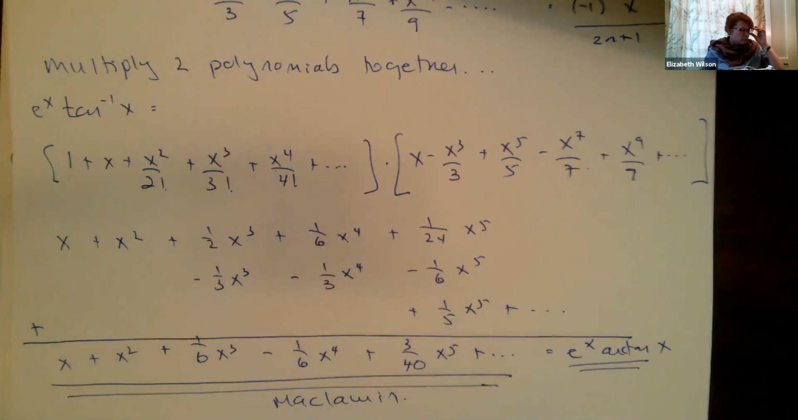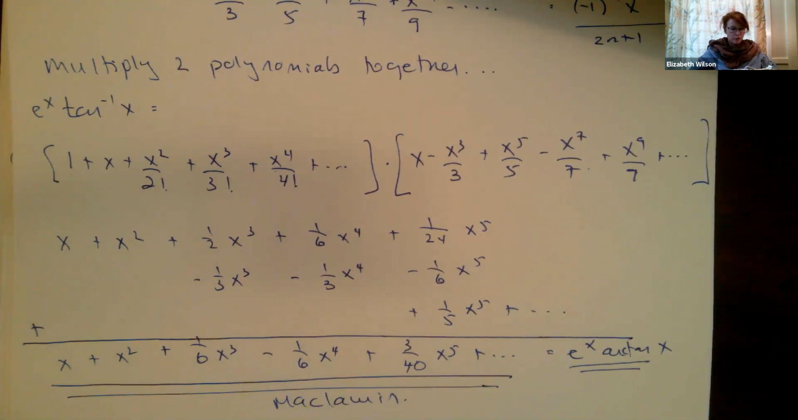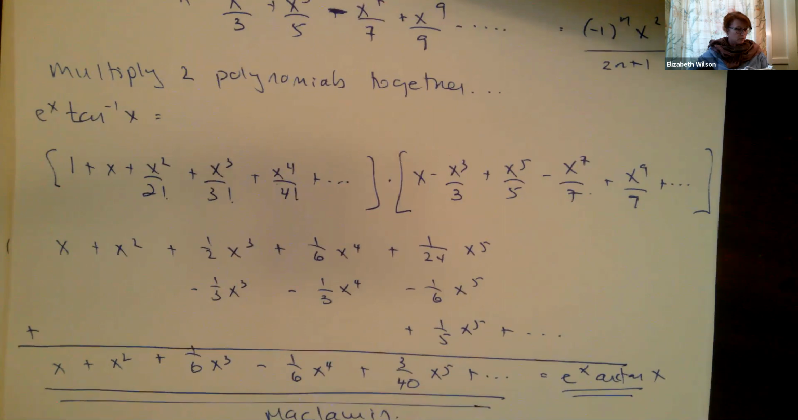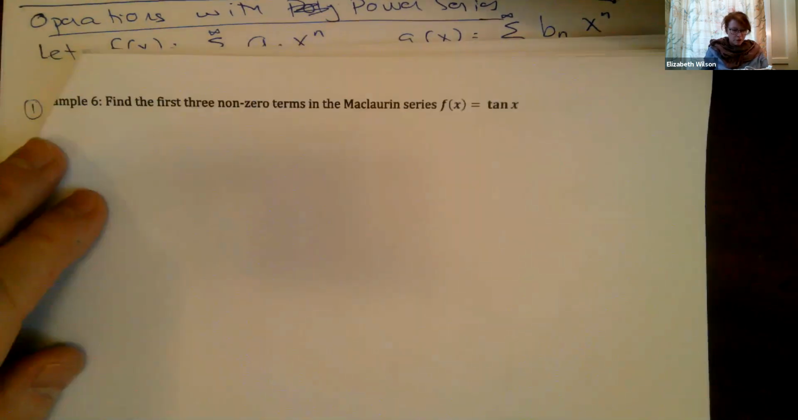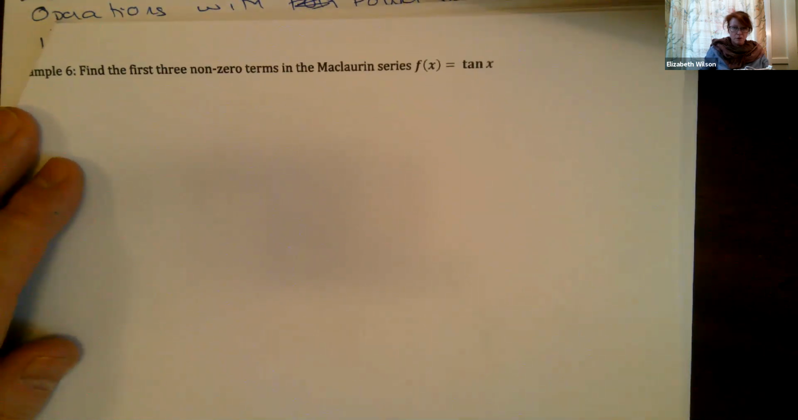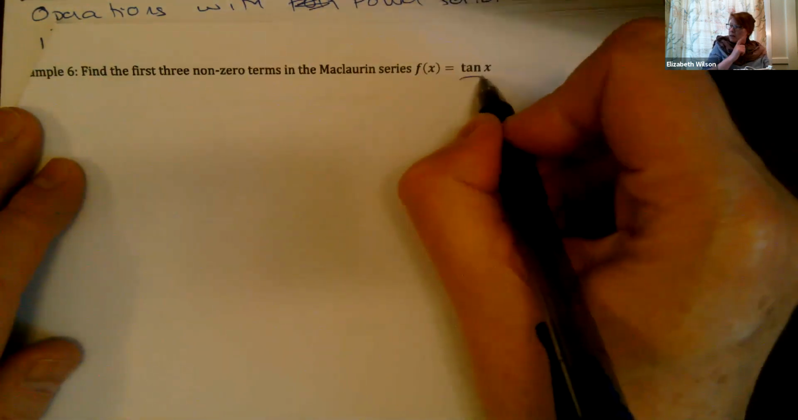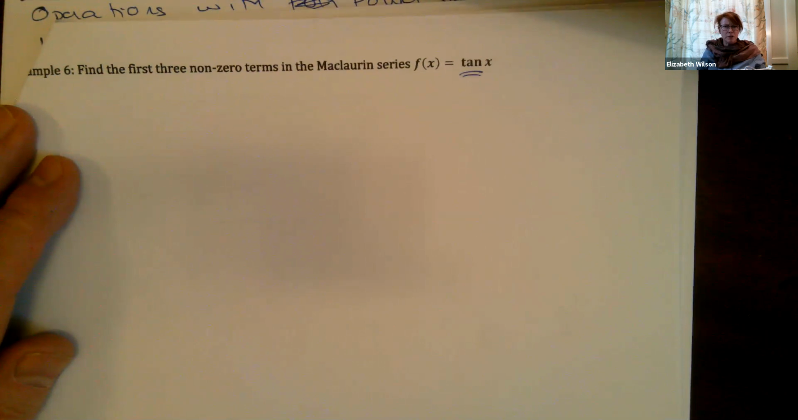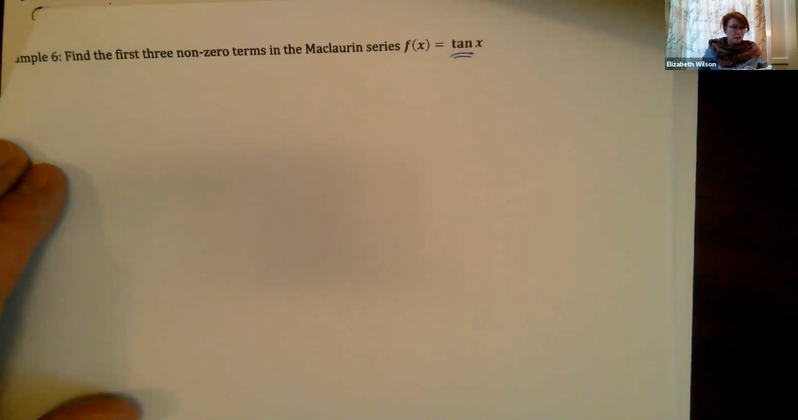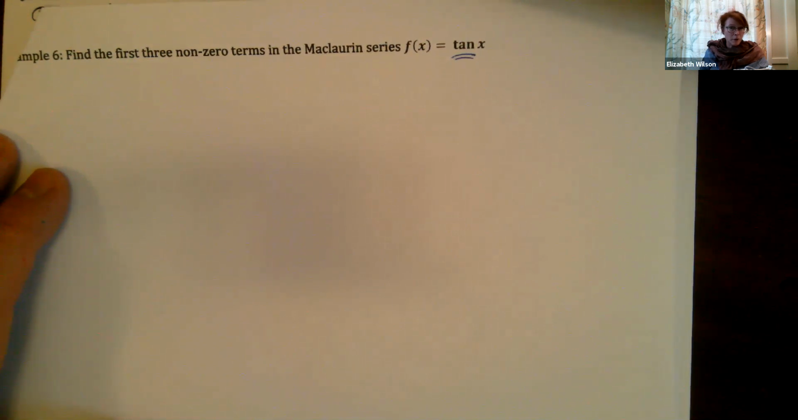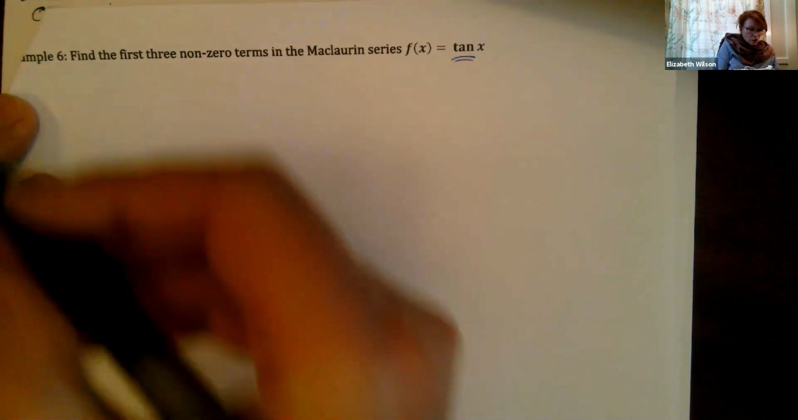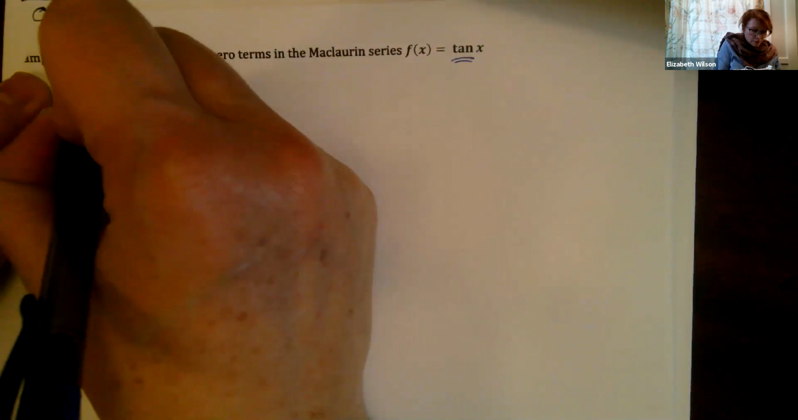All right, that's this one. We can do the last example. Example 6: find the first 3 non-zero terms in the Maclaurin series for f of x equals tangent of x. Now, if I wanted to actually come up with the Maclaurin series for tangent of x, I could, right? But my derivatives after the first derivative are going to get complex pretty quickly. I'm going to have a lot of terms floating around, and it's going to be a pain. So I'm going to think again, substitution.